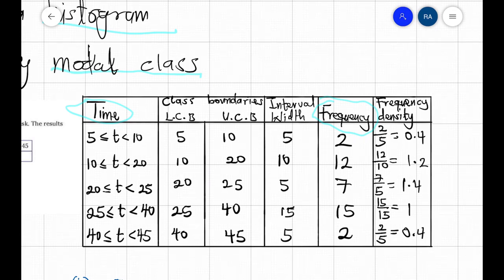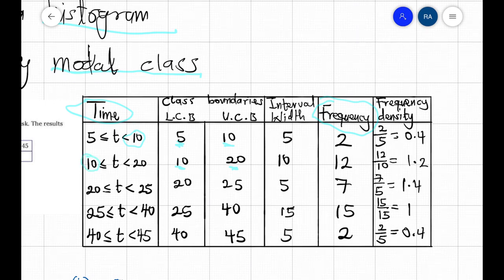Class boundaries are basically the beginning and ending points for each interval. The beginning of this was 5, so we indicate 5, and the ending is 10. The beginning of the next interval is 10. The ending is 20. Now, if you consider the first interval to the second interval, there's no gap. This one ended with 10, this one started with 10. So if there's no gap, you just go on the way I'm going about it.